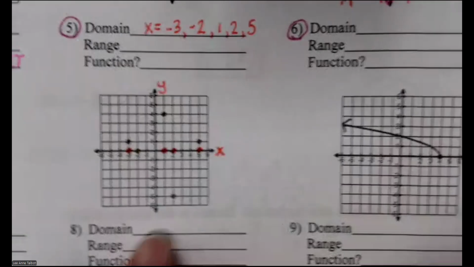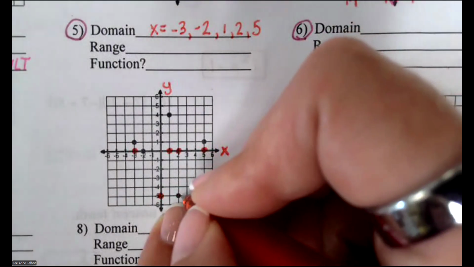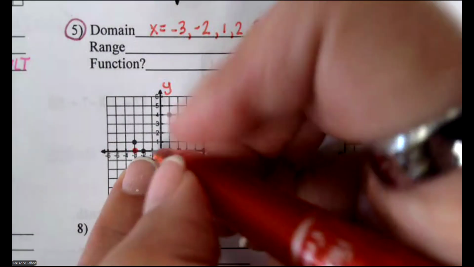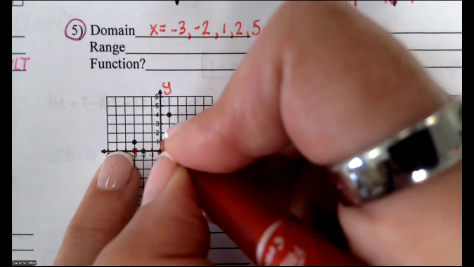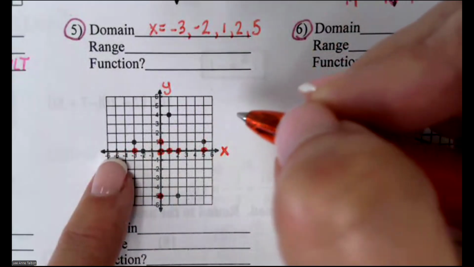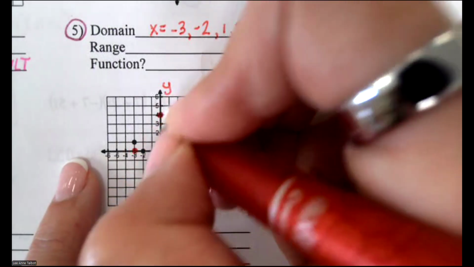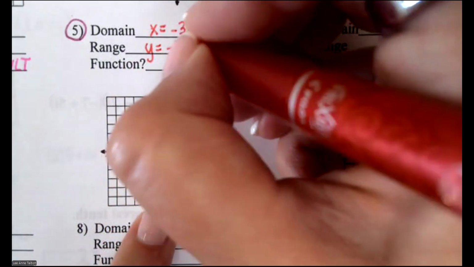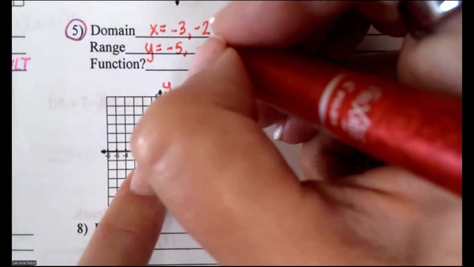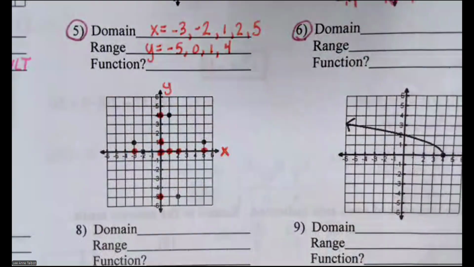Okay, now y-axis. There's a dot down here, so I'm going to put a dot on the y-axis. There's a dot here, so I'm going to put a dot on the y-axis. There's 2 dots here, so I'm going to put 1 dot on the y-axis. And then there's a dot up here, so I'm going to put that dot on the y-axis. Okay, so y equals -5, 0, 1, and 4.